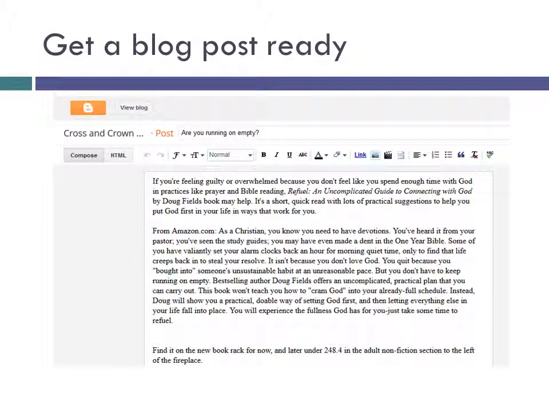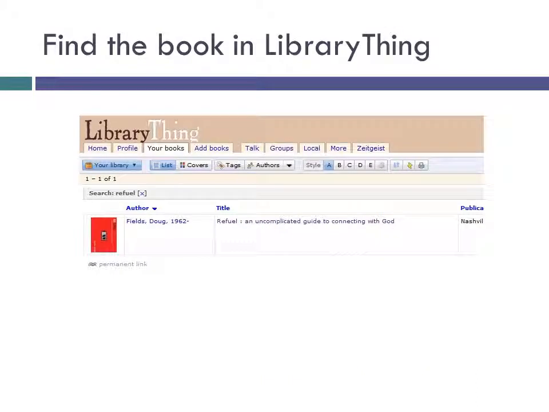I like to start by writing my blog post so it's all ready to go. I leave some room in the middle where I want to put the cover picture. Now we'll go to LibraryThing to create the book cover blurb to add to the post. I'm assuming here that you've already added the book to your LibraryThing collection, so do that first if you haven't done so already. If it's already in your collection, go ahead and search for it.